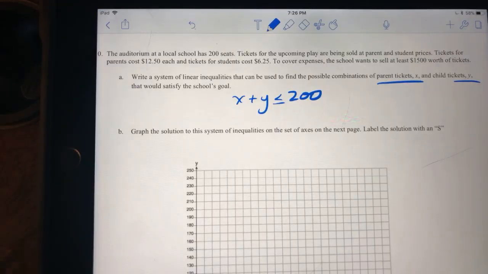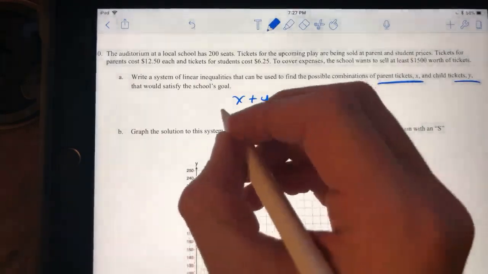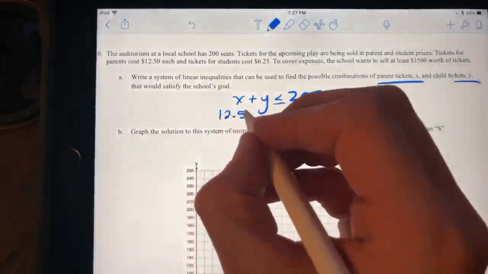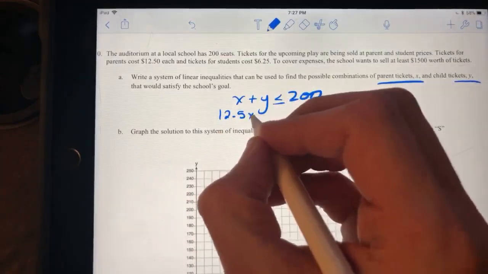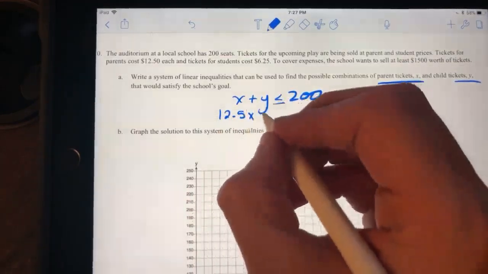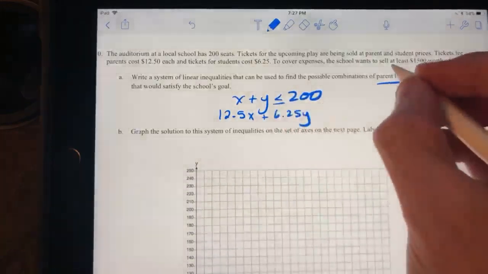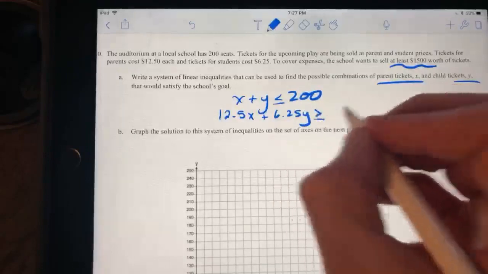Now the second one is going to involve our prices. Parent tickets were $12.50. Student tickets are $6.25. To make at least $1,500.